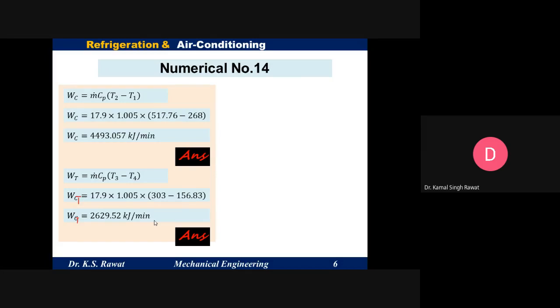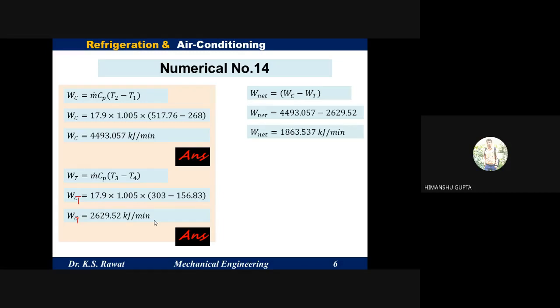So the examiner asked to calculate the turbine work, expander work, and the net work. So now what we have to do to calculate the net work. So net work is equal to WC minus WT. So W net equals WC minus WT. Now put the value of WC and WT and tell me the value of W net. Sir, 31.03 kilowatt. No, not in kilowatt. Give me the answer in kilojoule per minute first.